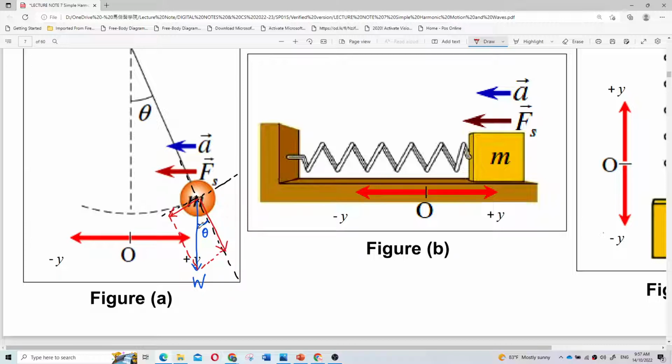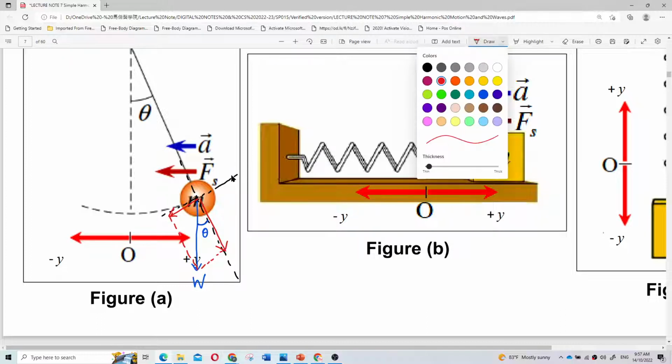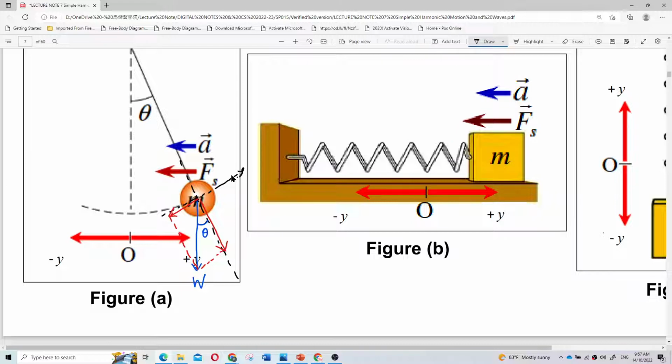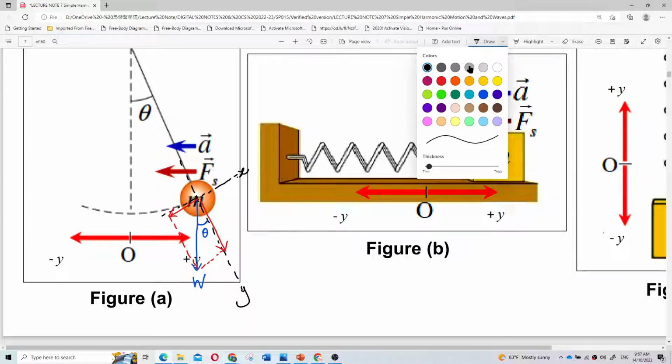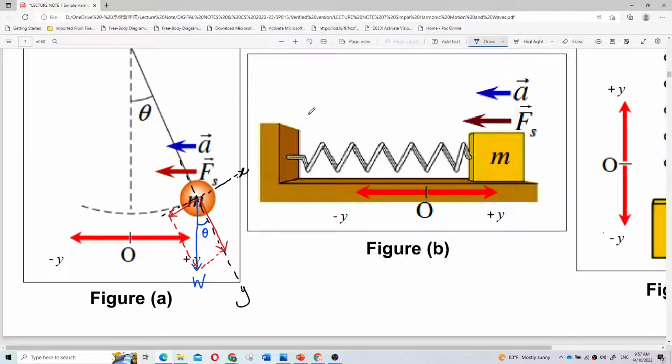Okay, you see. So this weight got two components. It got x component and y component. This is the x component and this is the y component. So what is the y component of the weight? Y component of the weight is w cosine theta. Understand?